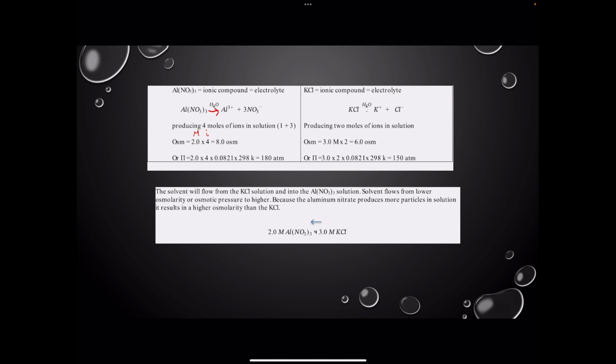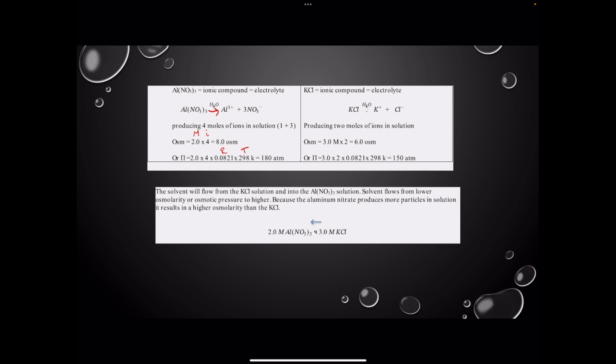My osmotic pressure, we start off the same way. It's the molarity times the i value, but we're going to add in the R value and our temperature. Now we're going to assume that we are at standard temperature, which is 298 Kelvin. We always assume that if we're not told a specific temperature. And this would give us an osmotic pressure of 180 atmospheres. Now we're comparing this to the other side of our membrane.